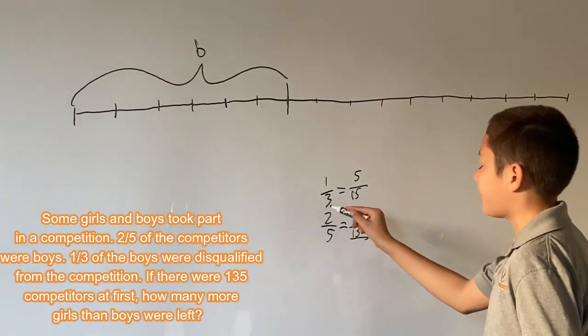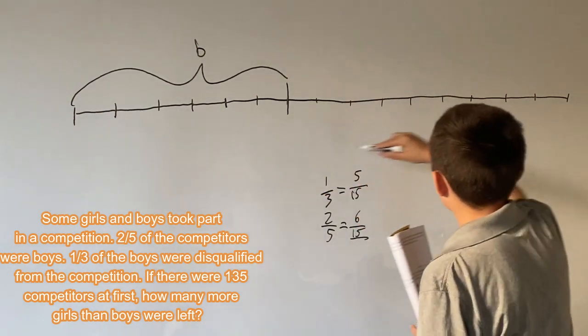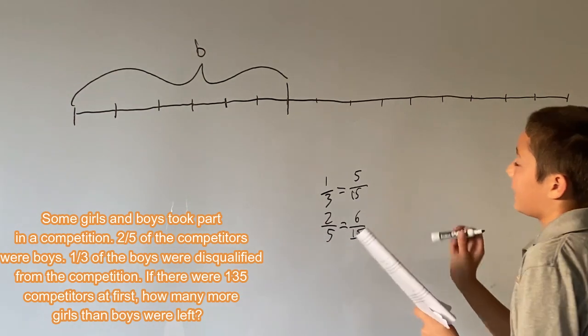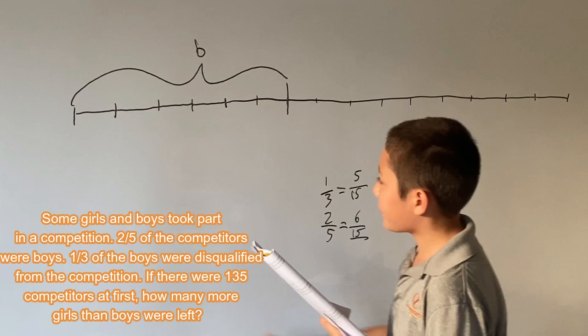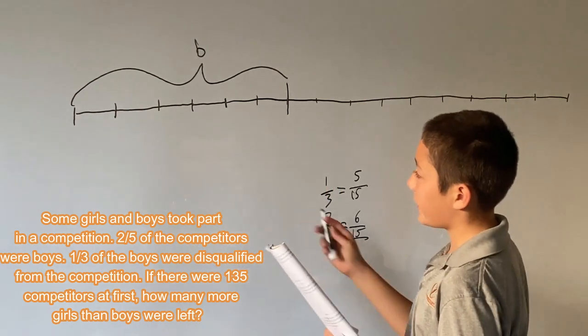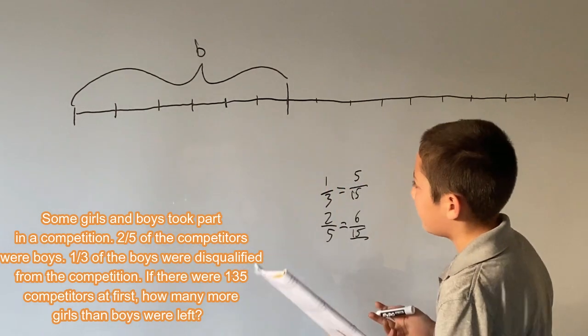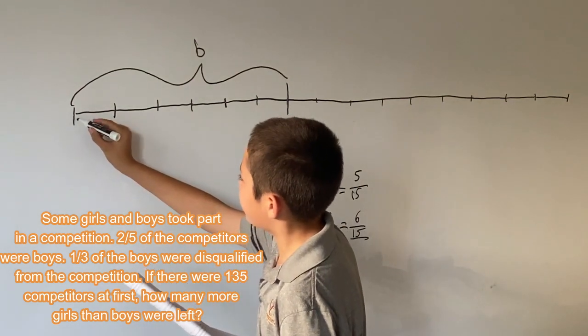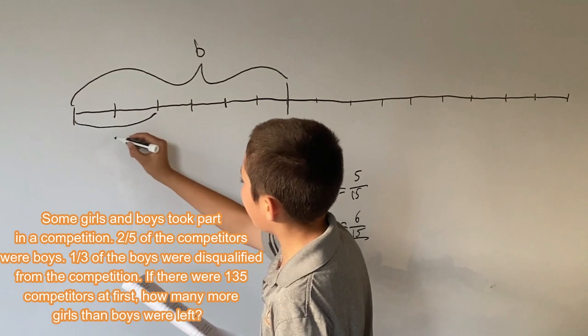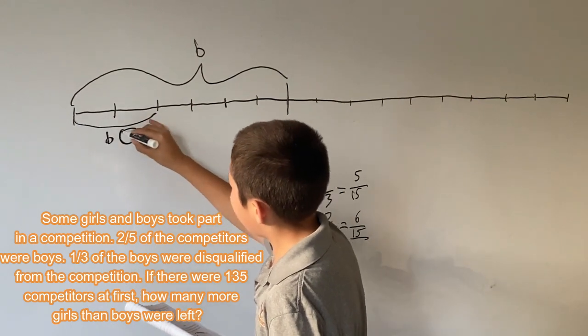Now this 1/3 is out of the entire thing. But in this question, it's asking in the boys. 1/3 of the boys were disqualified. And there's 6 1/15 in this area. So that means that 1/3 of this would be 2/6 of this entire thing. So this amount of boys were disqualified.